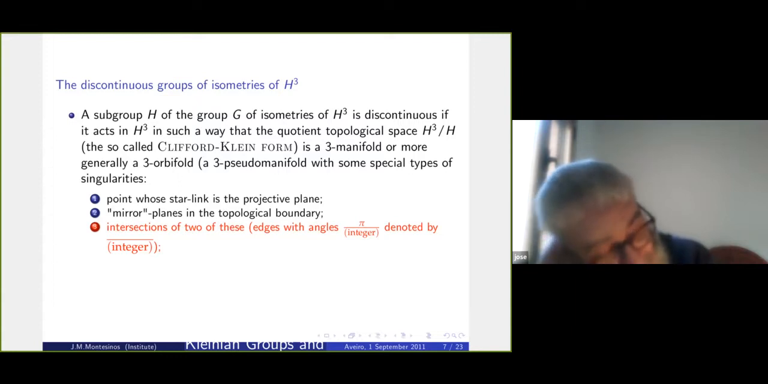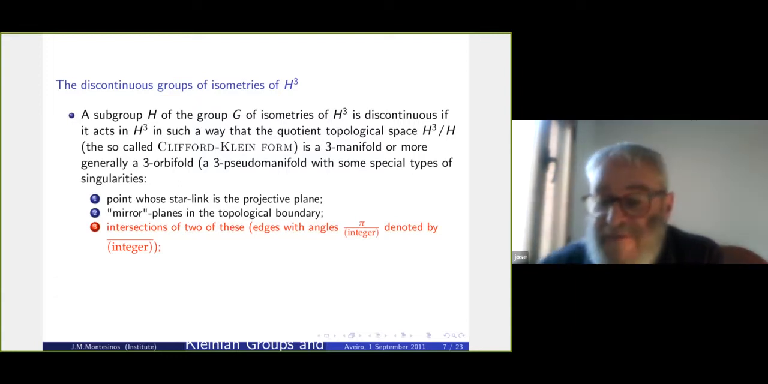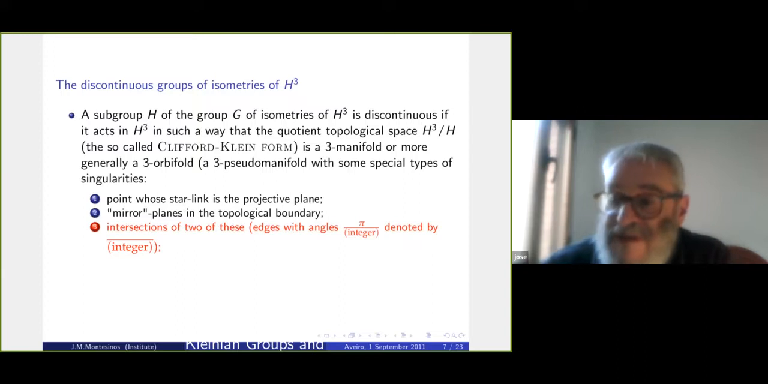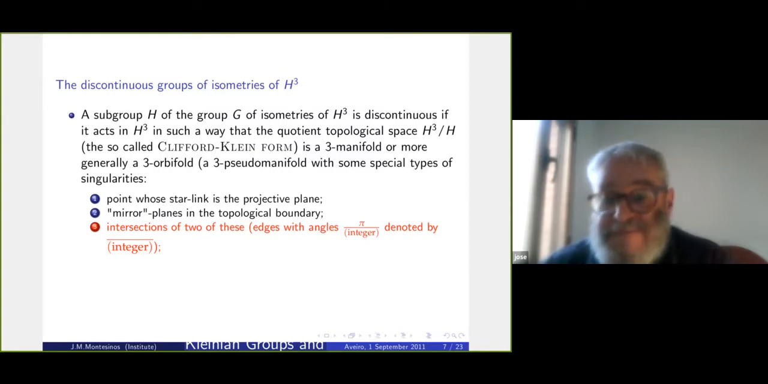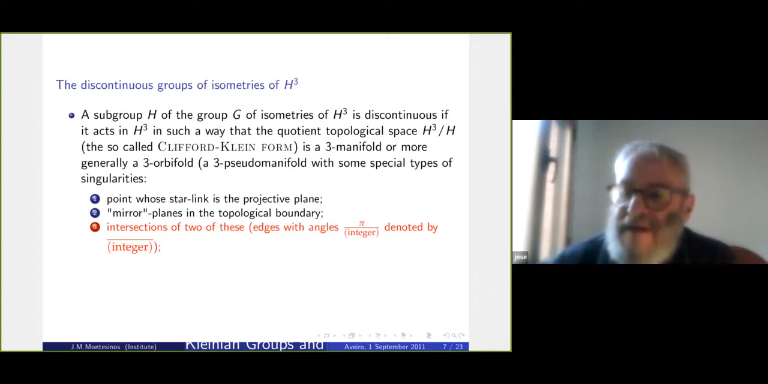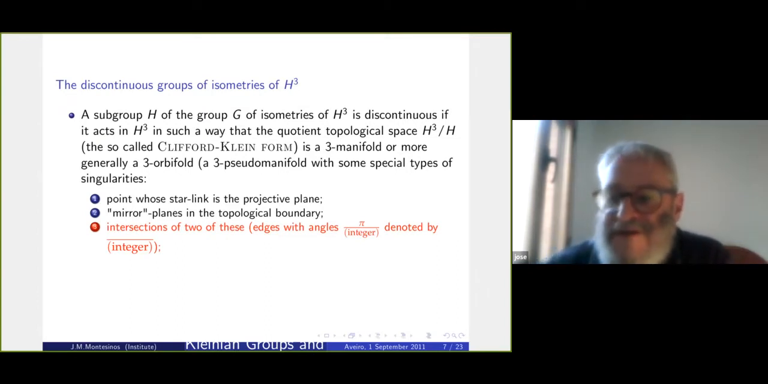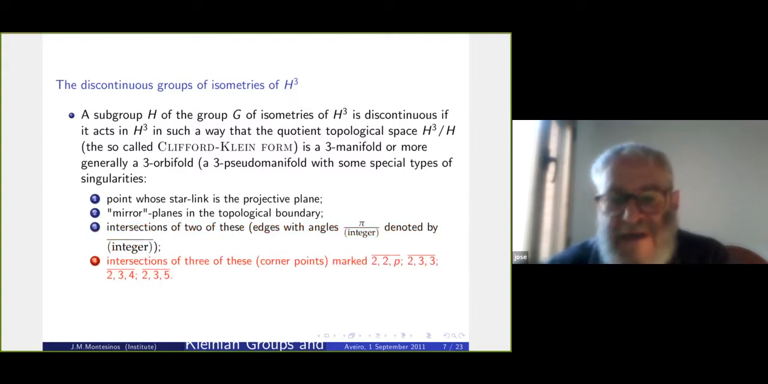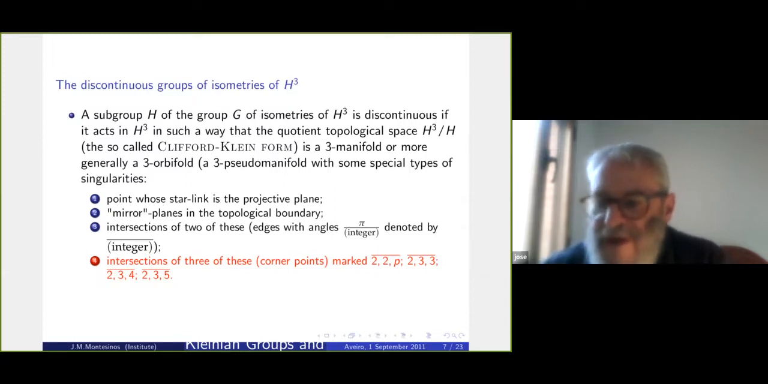So imagine that the quotient orbifold is a tetrahedron. For instance, it can be a tetrahedron. A tetrahedron contains vertices and edges. In the edges, the angle is pi over an integer. An intersection of three of these correspond to vertices of the tetrahedron. They must be marked 2, 2, p, 2, 3, 3, 2, 3, 4, or 2, 3, 5. Why?